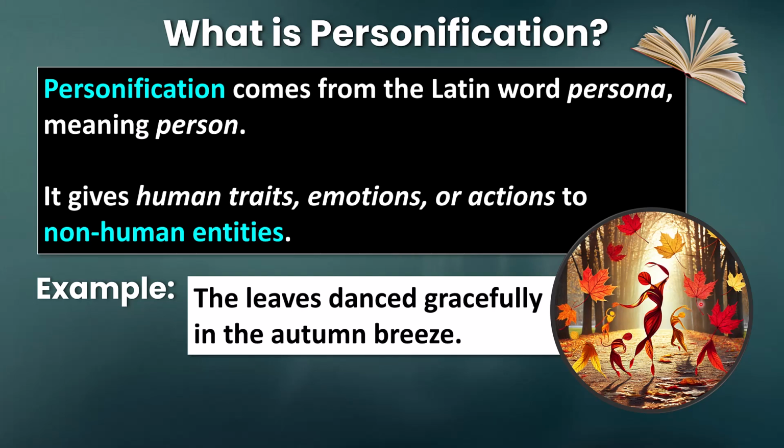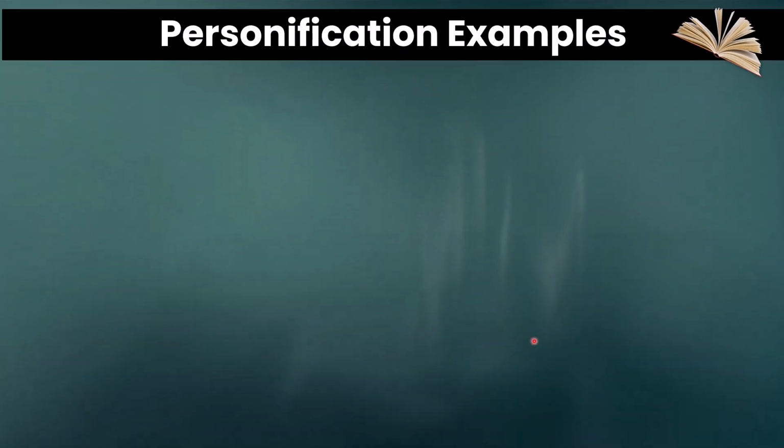Now, of course, leaves can't dance. Humans can dance, but leaves cannot dance. So personification is used here to make the sentence more beautiful and more interesting to read. It sounds much more romantic written like this than the leaves blew around in the breeze. Let's look at some more examples.